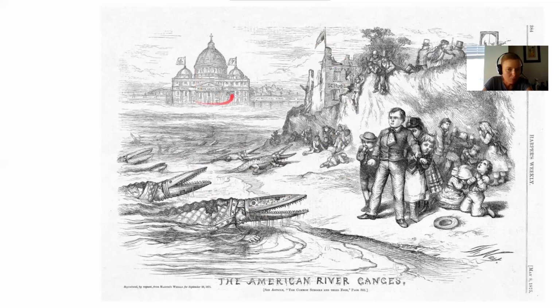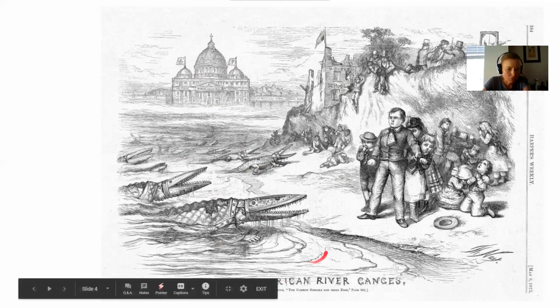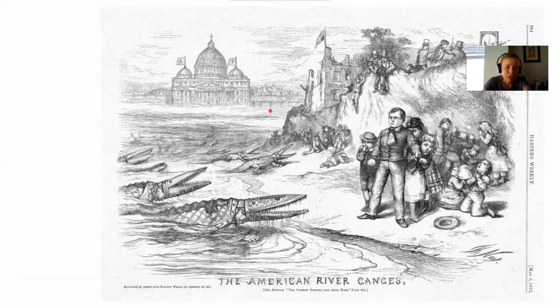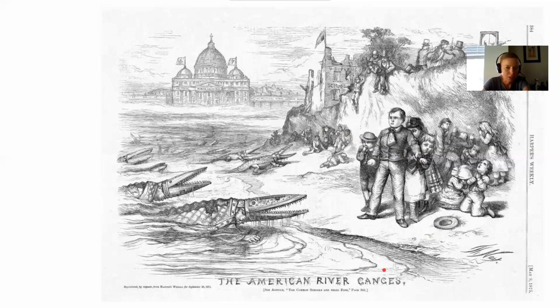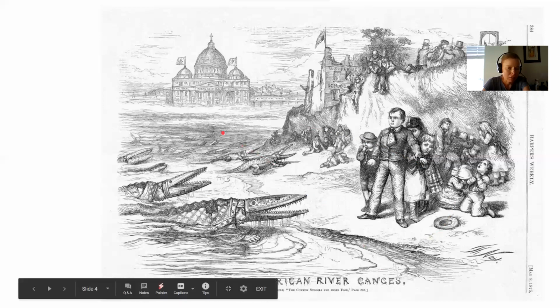You can see here's the government building, but it's actually, wait, it's not the government building. It's a Catholic church. The Catholic Church has taken over our government. See, there's a cross on the top. So, oh, and then finally, don't forget to read the title at the bottom, the American River Ganges. The Ganges River in India is noted for being a very crowded, filthy river in a very, very crowded nation. So it's talking about the filth that is washing up on America's shores.